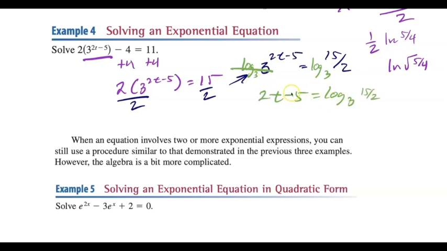And then all we're going to do is add 5 and divide by 2. This is just a number. If you put this in your calculator, you get a decimal, you just add 5 and divide by 2. Or you could leave it the way it is and just add 5 and divide by 2. I get 2t equals log base 3 of 15 over 2 plus 5, and then divide everything by 2.